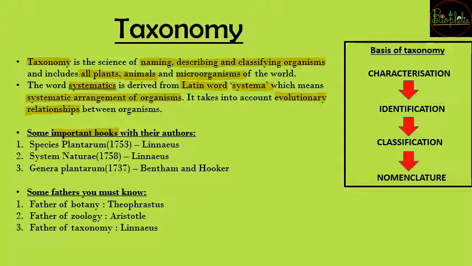If you remember those, you can get through the question, otherwise you may get stuck and then go with the wrong answer. So avoiding wrong answers, let's understand some important books and their authors. First book is Species Plantarum, that was written by Linnaeus. Second book was Systema Naturae, again written by Linnaeus. And the third book you should know is Genera Plantarum, written by Bentham and Hooker.